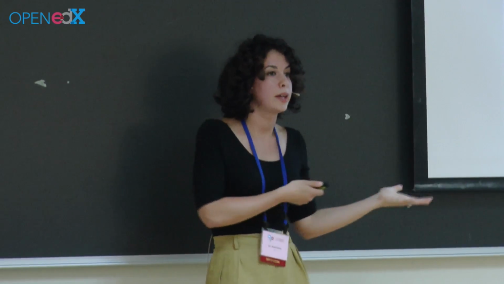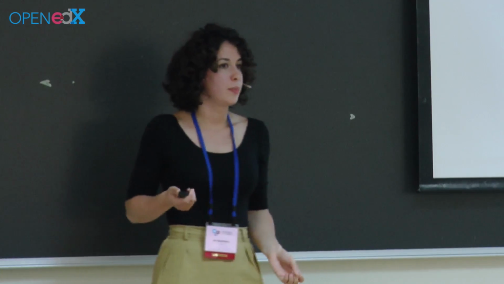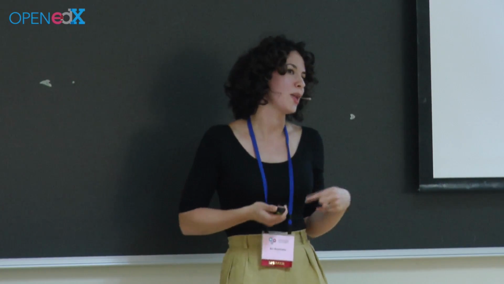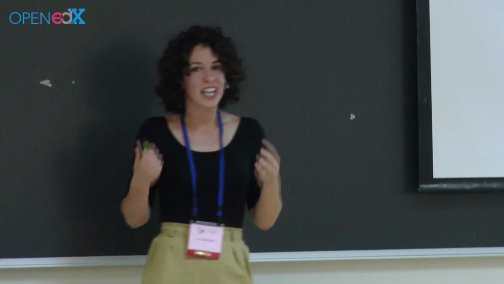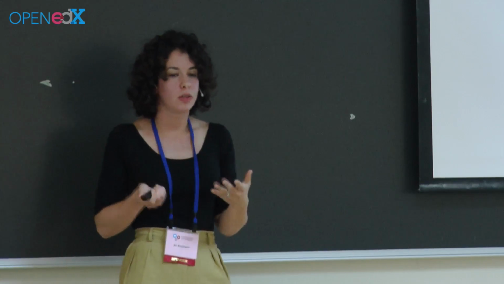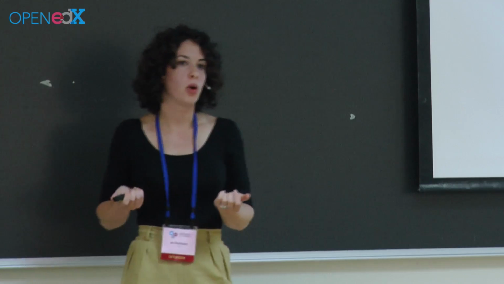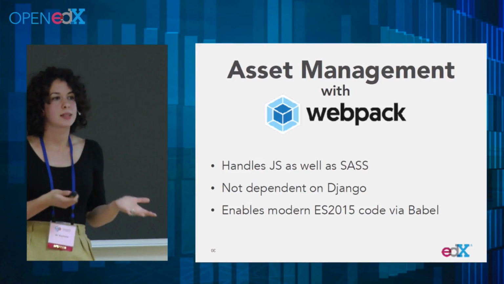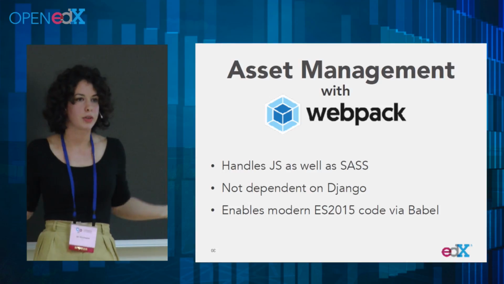You don't have to depend on the Django asset pipeline itself to bundle Webpack code. You can run it in a separate service if you like. Let's chat more about that tomorrow morning if you're interested in how to do that. And it enables us to write that lovely modern ES 2015 code through Babel. Babel is a transpiler that makes this ES 2015 code work in all browsers.